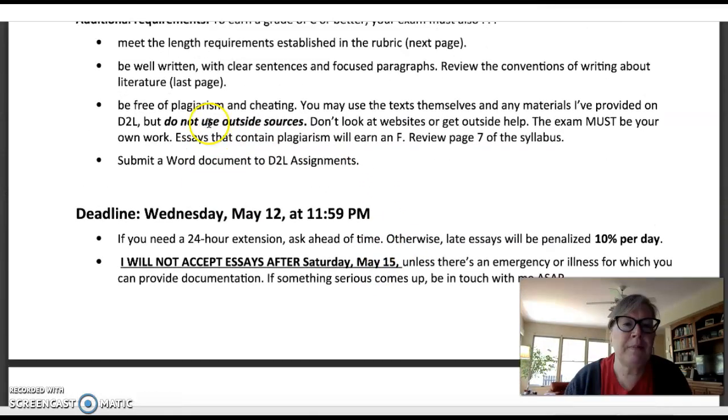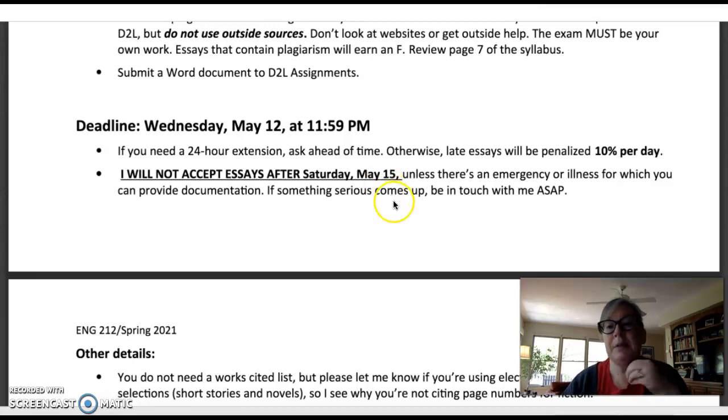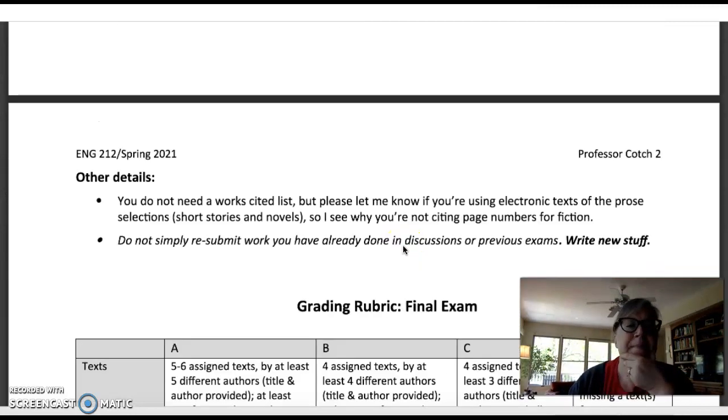The usual stuff applies. If you plagiarize or use any outside sources, that will be an F on the exam. Submit a Word document. You have a week to do this. If you need an extra day, let me know. Ask ahead of time for an extension. Otherwise, the late penalty will apply. I do need these by Saturday the 15th so I can do my final grading and meet my deadline. If something terrible happens and you really need extra time, please let me know. Please be in touch with me.